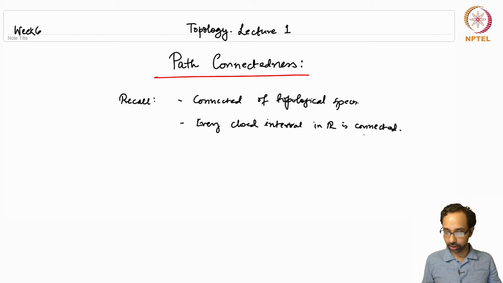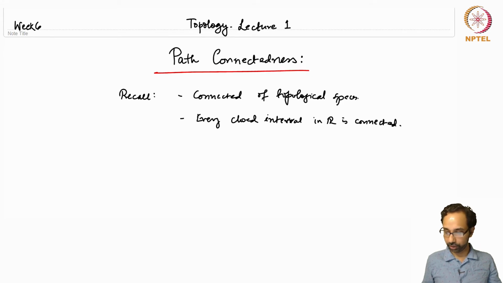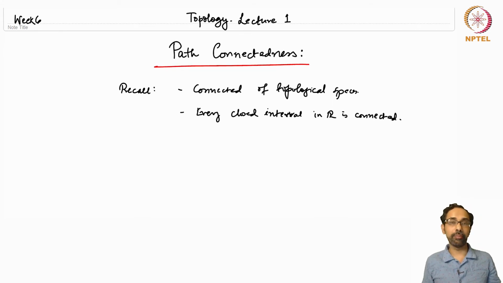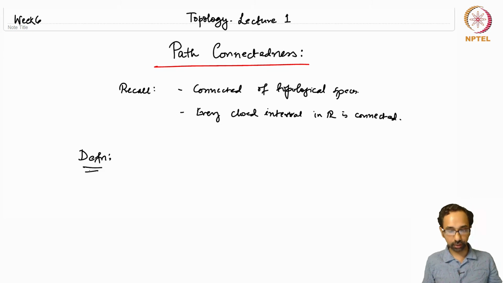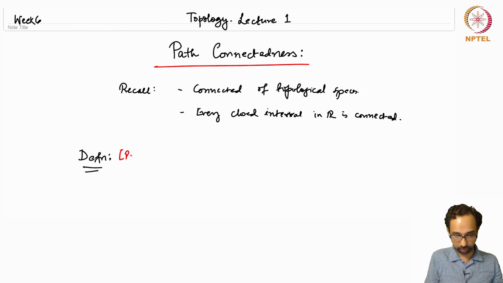Now, using this connectedness property of closed intervals in R, we have the notion of a path in a topological space. So let me give the definition of a path, and with that notion we can define what is called path connectedness. So what is a path? So let us define a path.